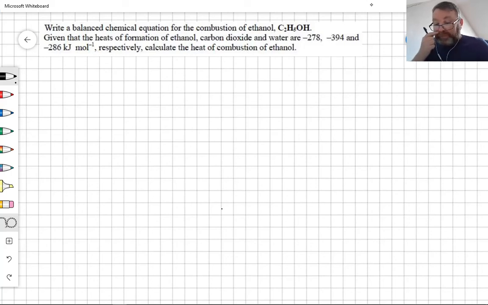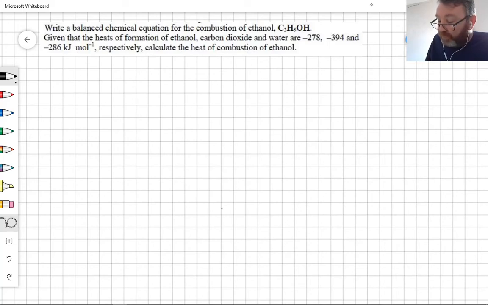Now, this is another example of using Hess's law in relation to heats of reaction. In this case here, we're asked to do three things. We're asked to write a balanced equation, then we're given some information, and then we're told to calculate. Okay, so let's follow the three parts of this question down as they're given. First part, write a balanced chemical equation for the combustion of ethanol, C2H5OH.